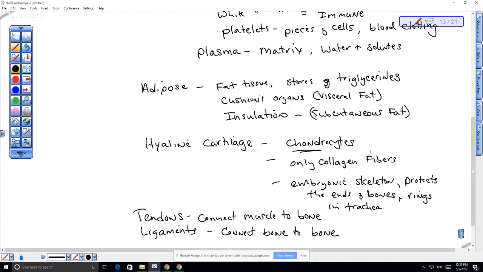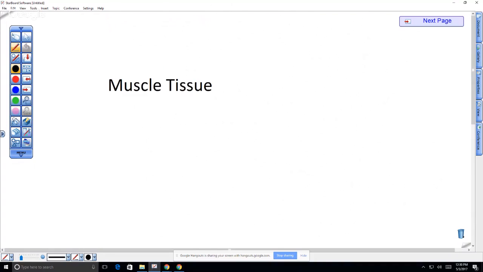Okay, so the next type of tissue that we're going to talk about is muscle tissue. So muscle tissue is interesting because these are cells capable of contraction.